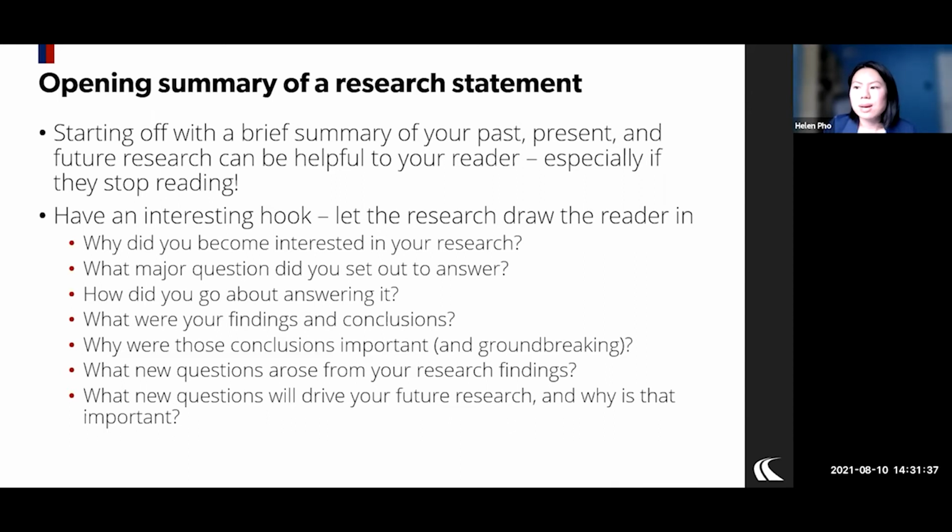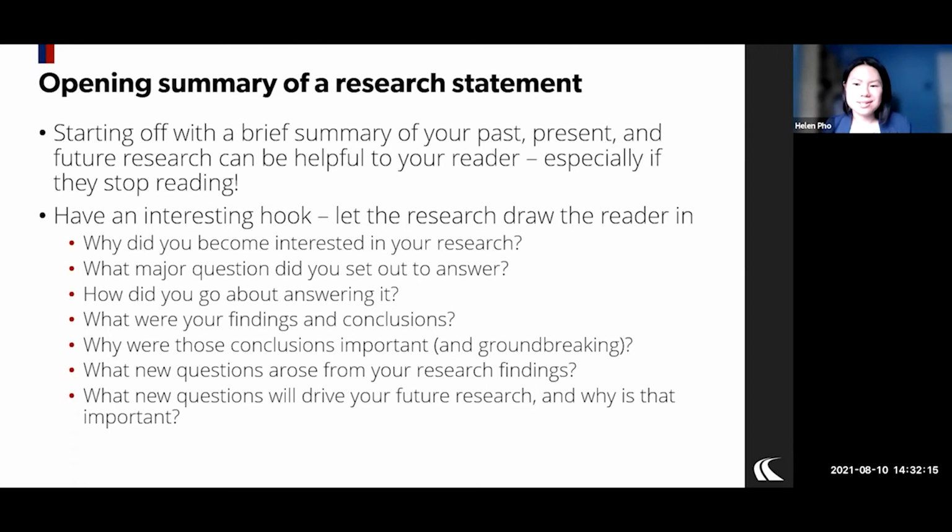And within this summary, it's good to tell a narrative where you answer all of these questions. I would say typically in this order. Starting off with why you became interested in a particular research topic, what's the major burning question that you set out to answer as part of your research, how did you answer this question, what are the methods, approaches, and techniques that you used to answer this question, what did you find, what were your conclusions, and why were those conclusions important and groundbreaking.